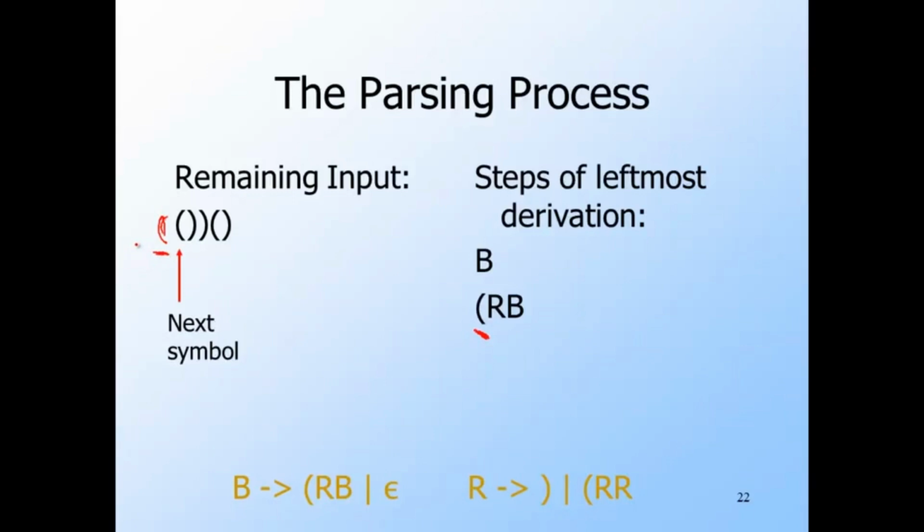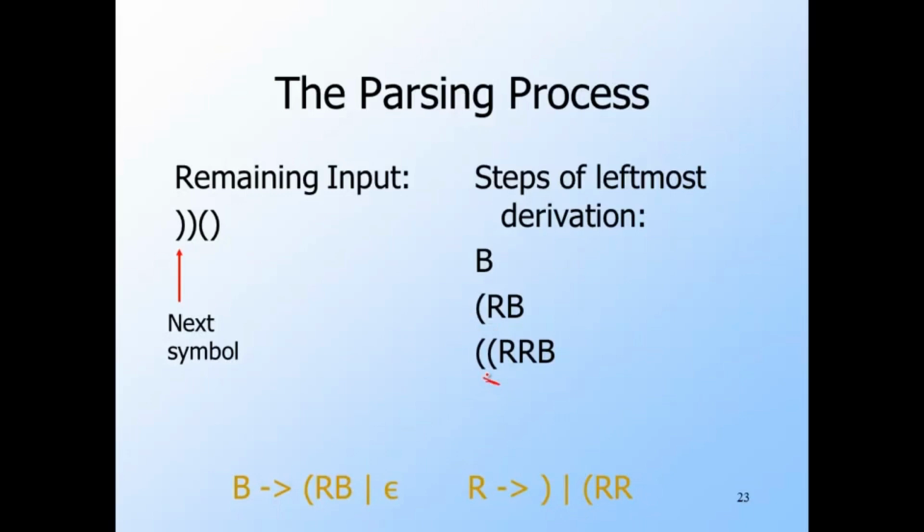Our next input symbol is another left paren, and we have to expand R, the leftmost variable. That's this guy. Our only choice is to use the body R goes to left paren R. Okay. That's what happened here. The R was replaced by paren R, and the second left paren has been matched. It appears to the left of the leftmost variable, as here.